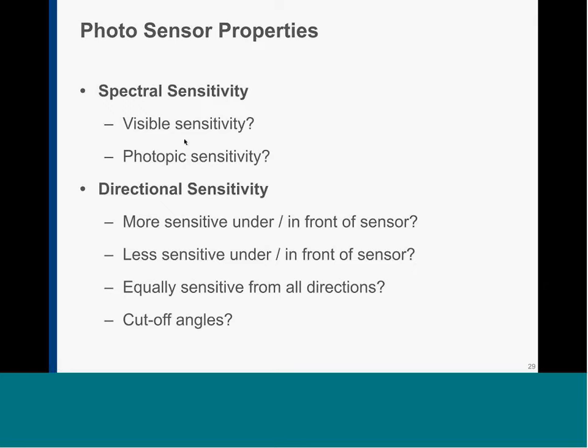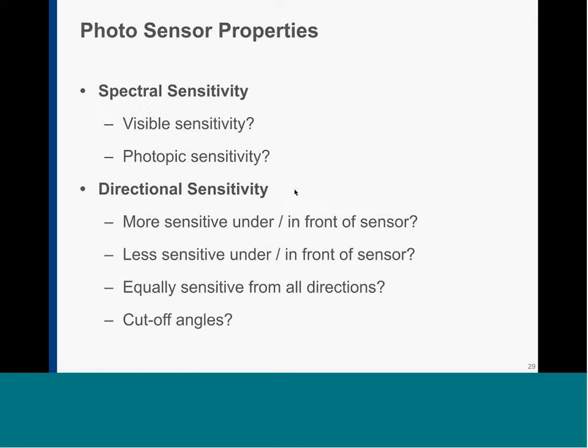Another one is the directional sensitivity. Should we be more sensitive under or in front of the sensor? Should we be less sensitive under it, equally sensitive? What should be the off angles? And I will talk a little bit more about that, giving you examples, and I will pass quickly through those of what spectral sensitivity is.